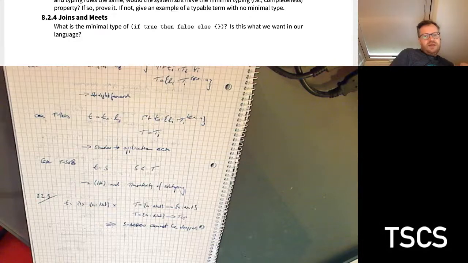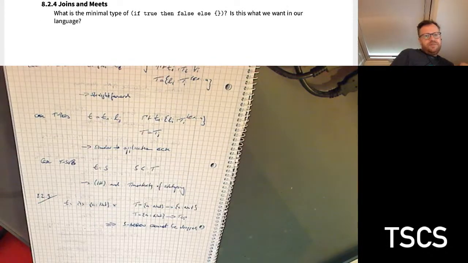Okay, before we take questions for this, let's quickly move on to the last one, as it's just a bit, and then we can take questions for both of them. Good. What is the minimal type of if true then false else empty record? And is this what we want in our language?